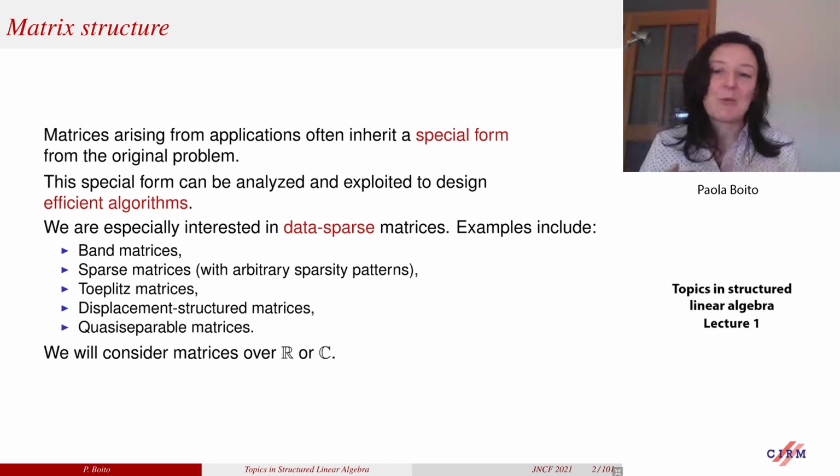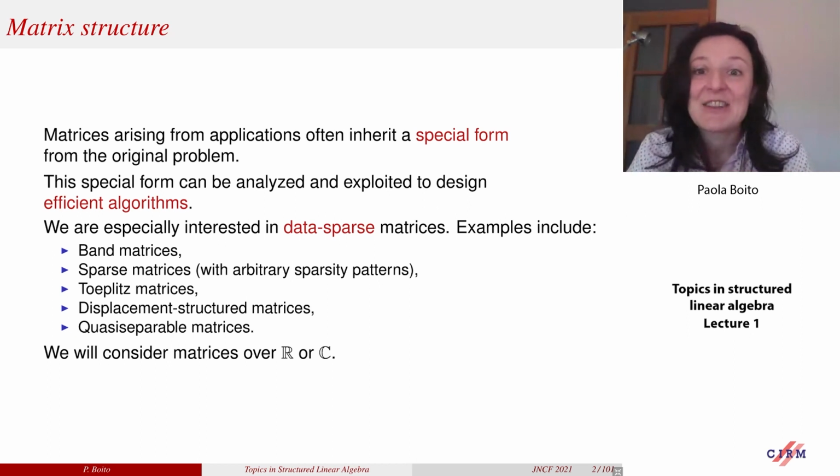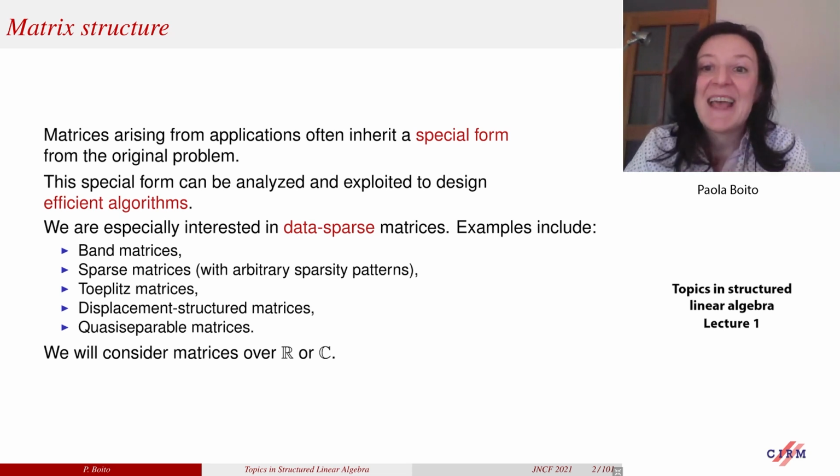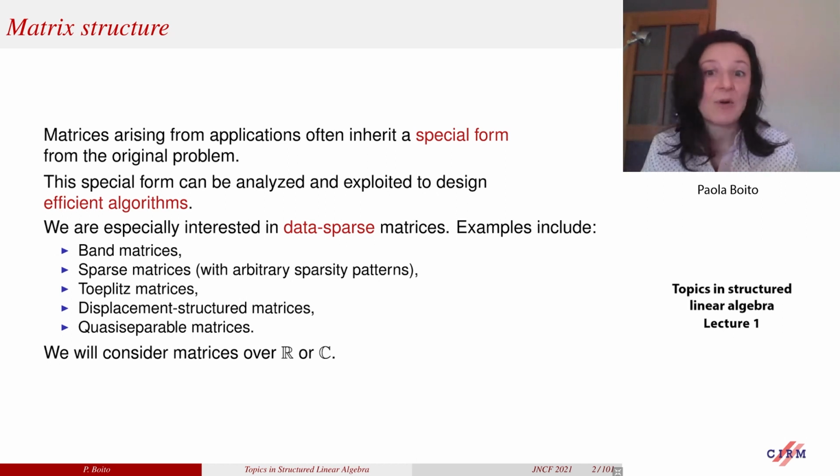The notion of structure, of course, can be interpreted in many ways. What we're especially interested in here are data sparse matrices. What I mean here is, we all know what a sparse matrix is. This means that it's a matrix with many zeros. So the usual definition is that an n times n matrix, in order to be sparse, should have a number of non-zero entries that grows at most linearly with n. So it can be described by n parameters, which are its non-zero entries, right?